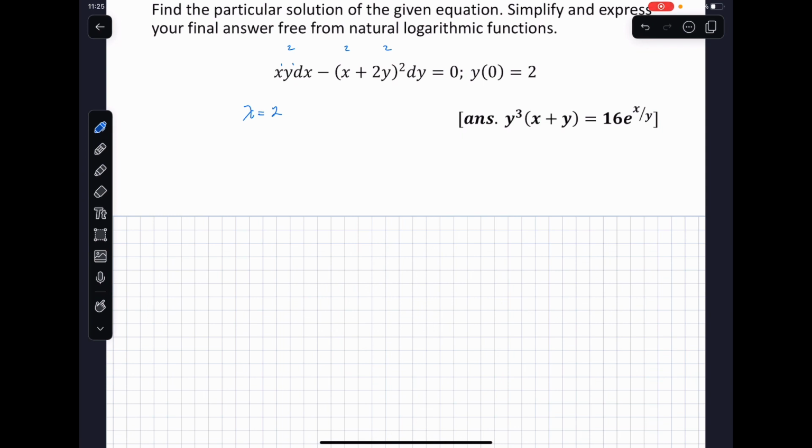So now we solve this one using the homogeneous equation method. We can see here that M of xy is less complex as compared to N of xy. As we can see here, dx is multiplied to x and y only, unlike dy, which is multiplied to x plus 2y raised to 2.